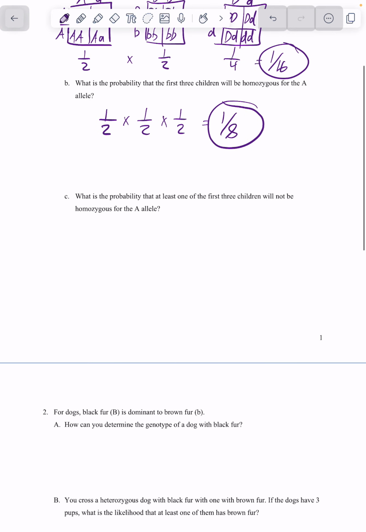What is the probability that at least one of the first three children will not be homozygous for the A allele? Okay, that's another way of saying what's the probability that this is not true. So the probability of the first three children being homozygous for the A allele is 1 over 8. The probability that at least one is not is 1 minus 1 over 8, 7 over 8.